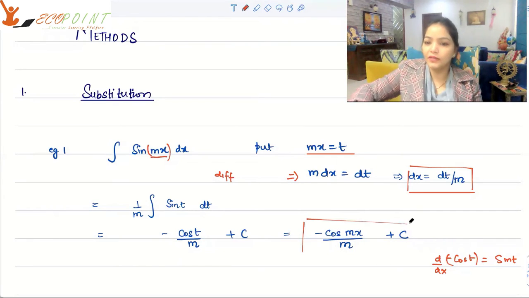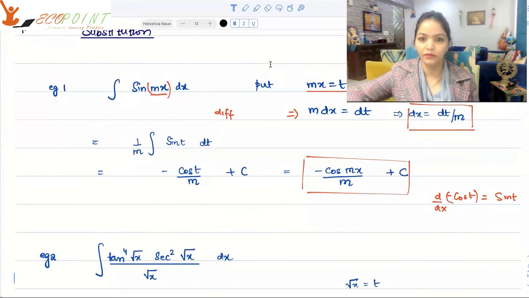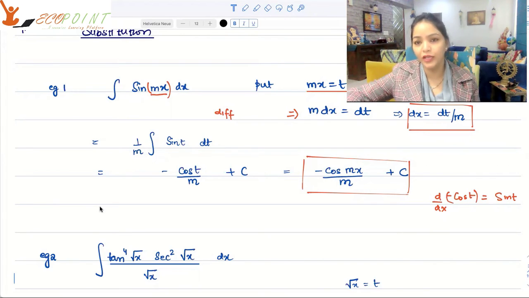So the correct answer will be this. That's the method of substitution. Next example: the integral of tan to the power 4 root x, secant square root x upon root x. Had it been tan to the power 4 x, secant square x upon x dx, it would have been a different thing altogether, and we would not have any problem. But this time it's not x, it's a function of x. That is why we will take help from substitution.